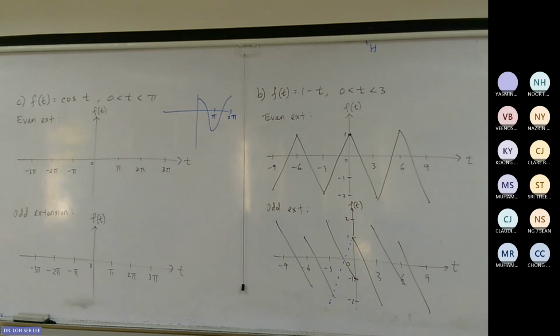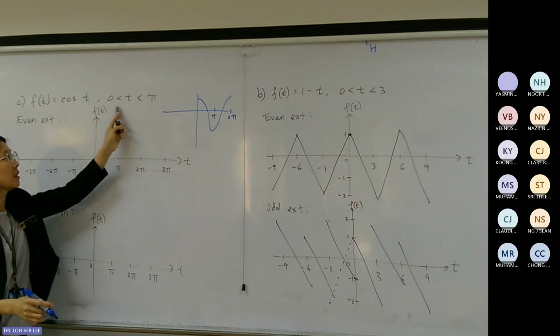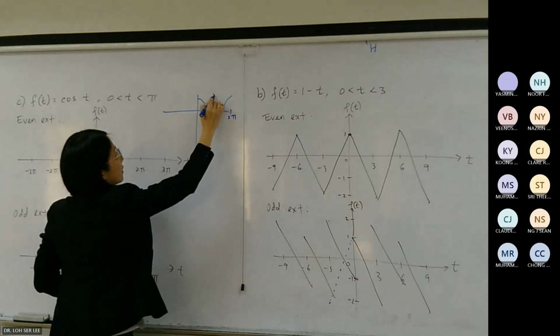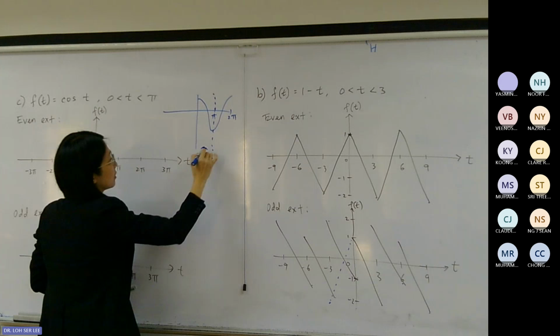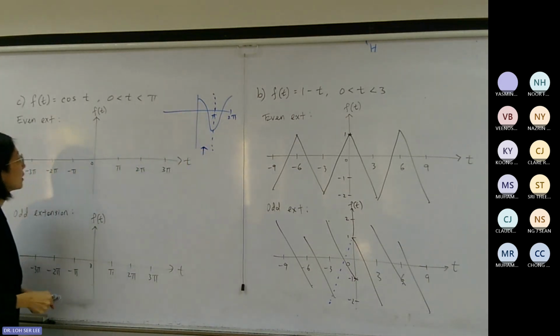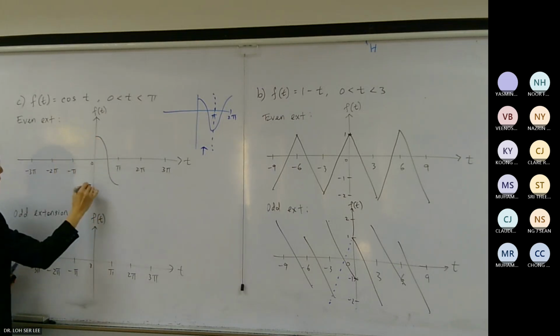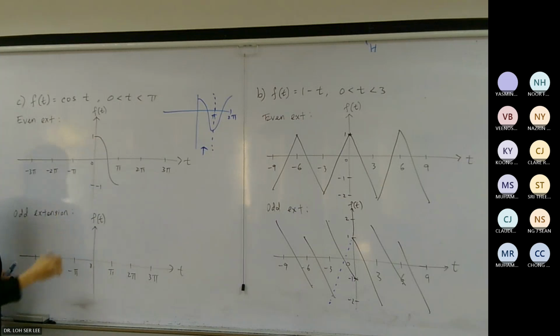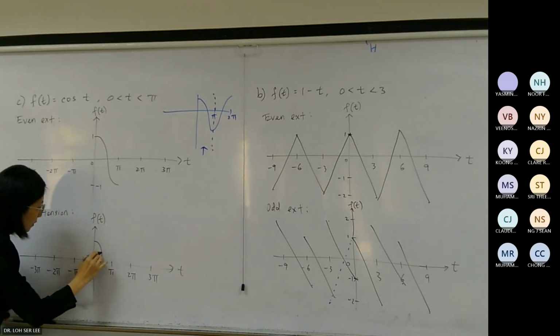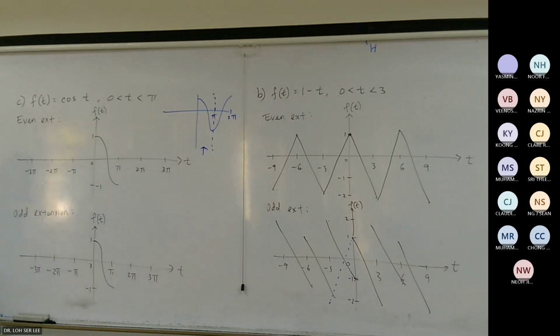Okay, for C, cos t. This is cos t, but we want only the graph in this interval 0 to pi. It's 0 to pi, that means this one. Try to do the even and also the odd extension.